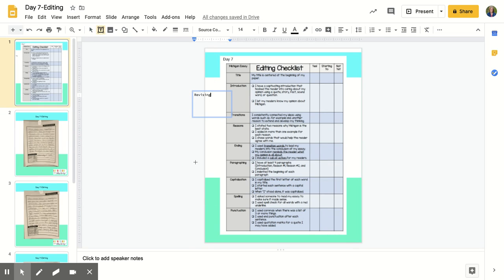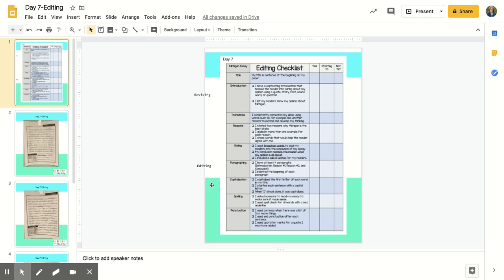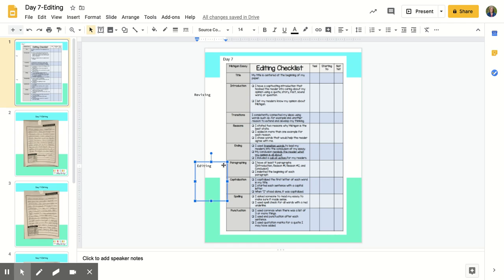Today, we are focusing on where it says paragraphing. This is the editing that we need to do in our paper. So right here, all of these things right here, paragraphing, capitalization, spelling, and punctuation are going to be the important things that we need to look back on to make sure our paper looks nice. So with paragraphing, it starts by asking you if you have 4 paragraphs.